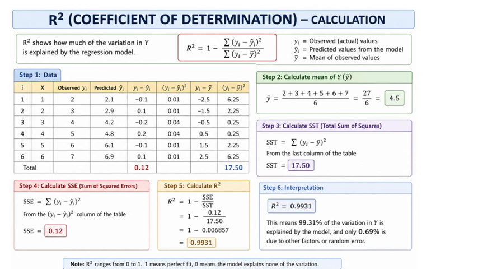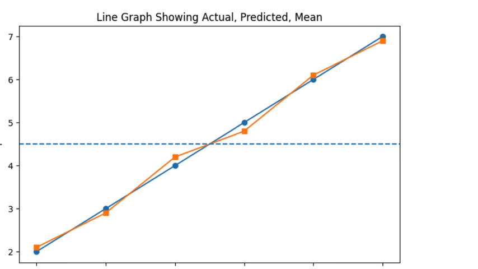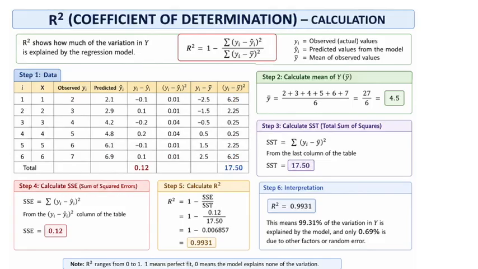Coming to the calculation, first we have the values of x, the observed values and the predicted values. First we have to calculate the mean value of the y variable. The mean is the sum of all values divided by the number of values. The sum of the values of the y variable is 27, and the total number of values is 6, so the mean value of the y variable is 4.5. We can see this horizontal blue line, which shows the mean value of the y variable.